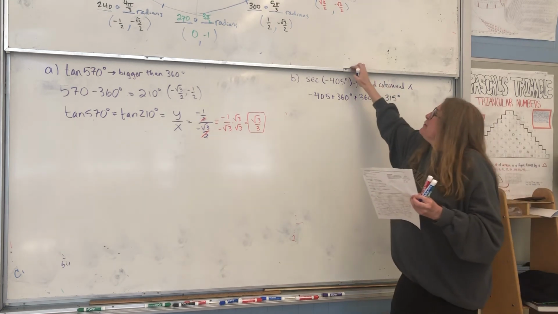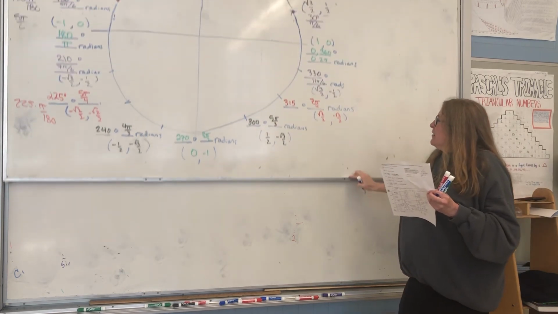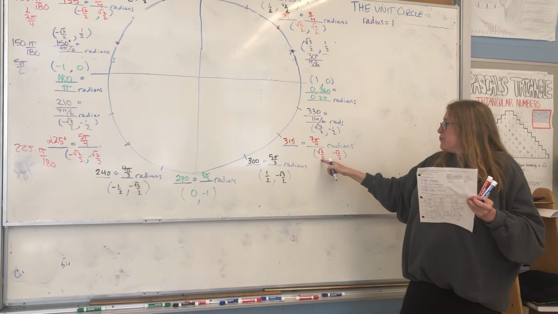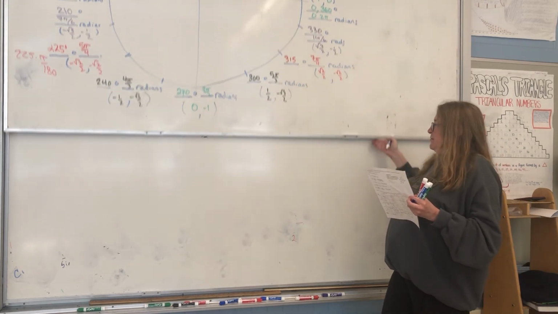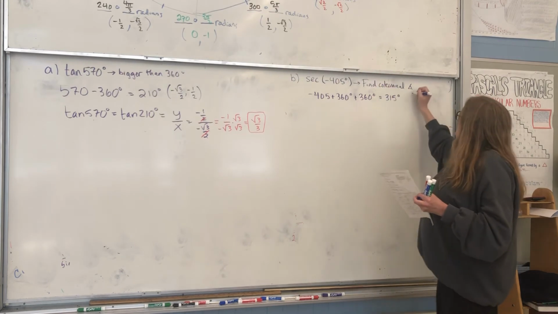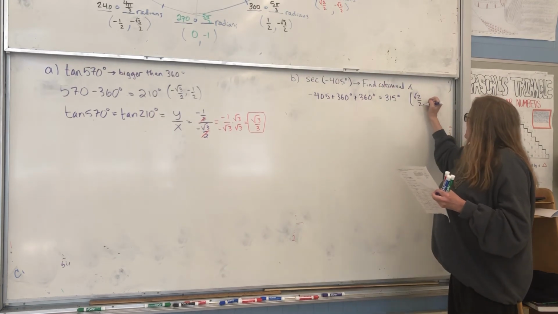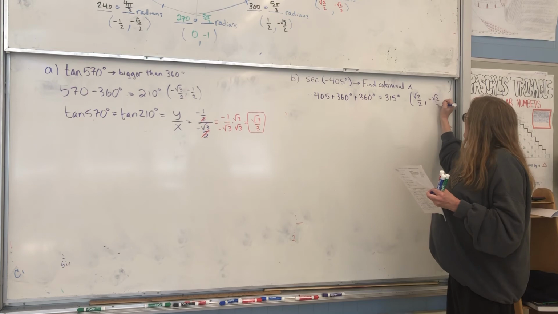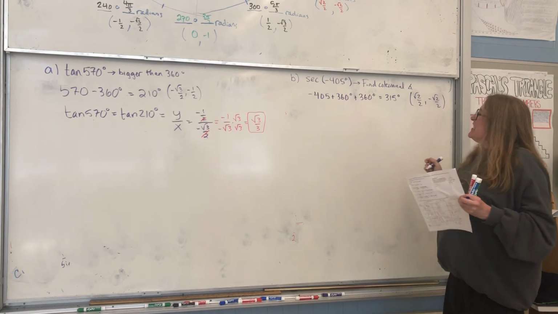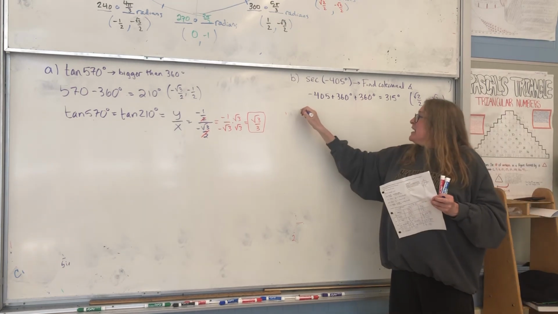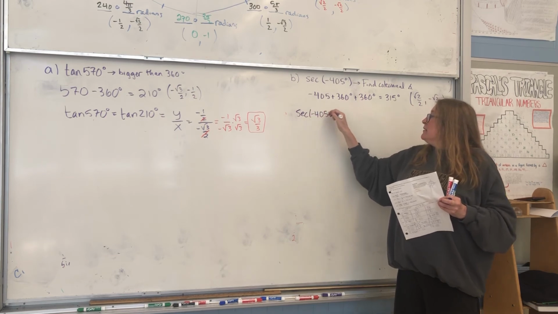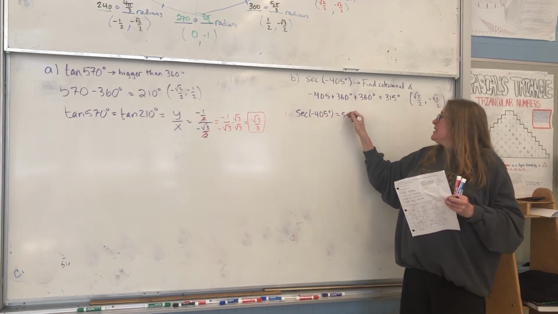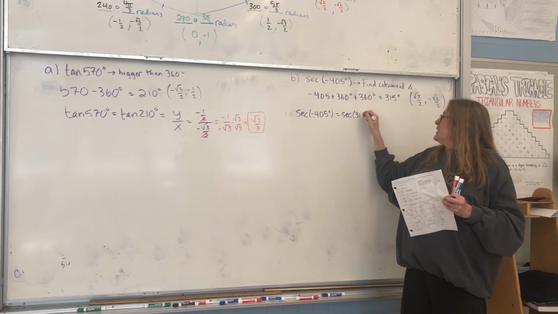So let's look at 315. Unit circle again. What are the coordinates at 315? Root 2 over 2, comma, negative root 2 over 2. So I'm going to write those down. And they want me to find the secant. So I can say the secant of negative 405 is the same as the secant of 315.